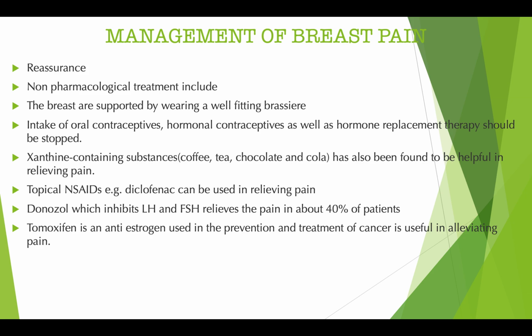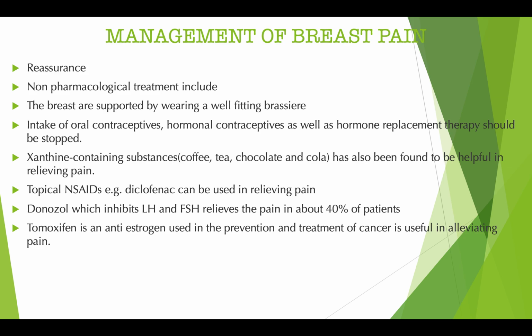Danazol, which inhibits luteinizing hormone and follicle-stimulating hormone release, relieves pain in about 40% of patients. Tamoxifen is an anti-estrogen drug used in the prevention and treatment of cancer. It's useful in alleviating pain. Tamoxifen is a drug that is recommended for women who have a family history of breast cancer, that is, a first-degree relative with breast cancer. So you give tamoxifen, and it helps in some way in alleviating the breast pain. So this is the initial management of breast pain.